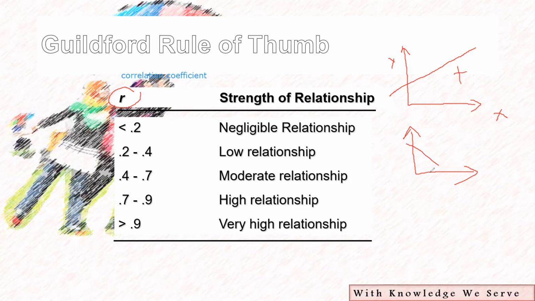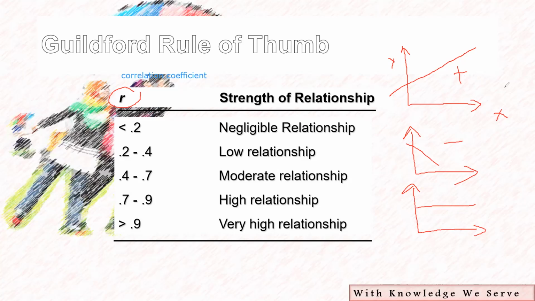Increase in X, Y decrease. Negative, negative, negative relationship. Okay. What about this one? What about this one? No relationship. No relationship. So the first one is positive relationship.